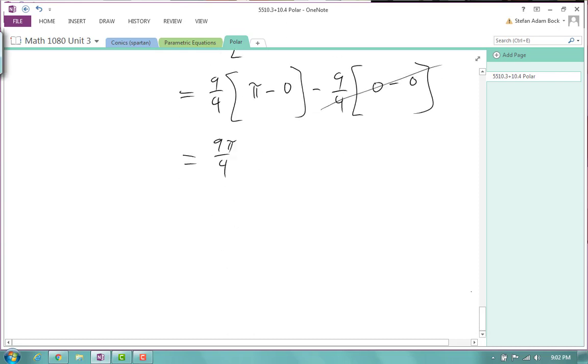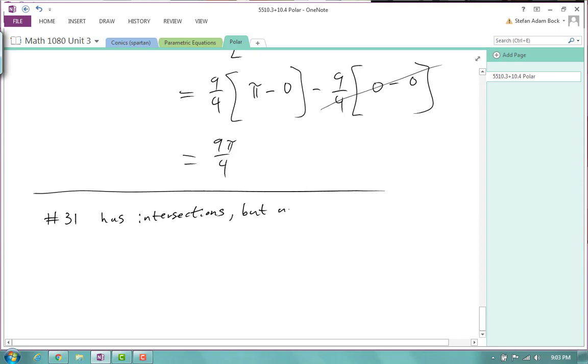So sometimes we're going to have curves which might intersect themselves, like the limaçon I drew, or you'll have two curves and you want the area between them. You need to find out where they intersect. But you have to be careful because they might not intersect for the same angle. So look at number 31, I'm pretty sure is one, that has intersections, but not at the same angles.